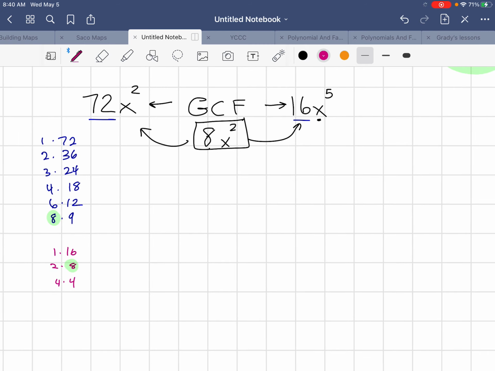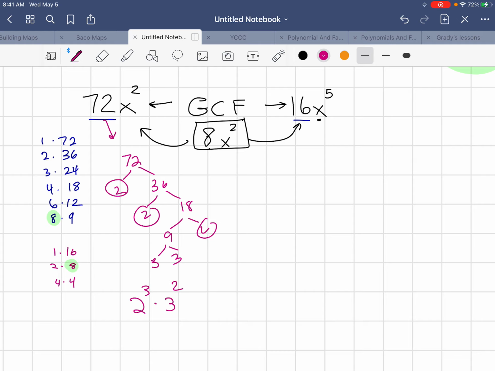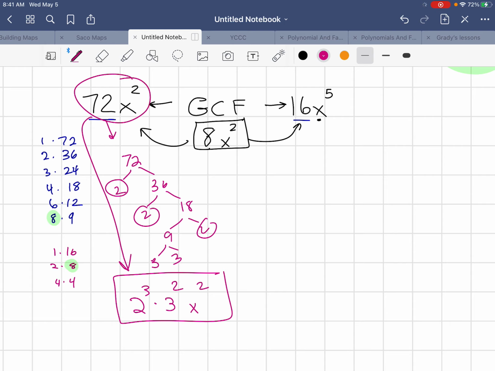If I looked at this from a prime factorization, 72, so 2 times 36, this is 2 times 18, this is 2 times 9, that's 3 times 3, so it's really 2 to the 3rd times 3 squared times x squared. So this piece has a prime factorization of 2 to the 3rd, 3 squared, x squared.